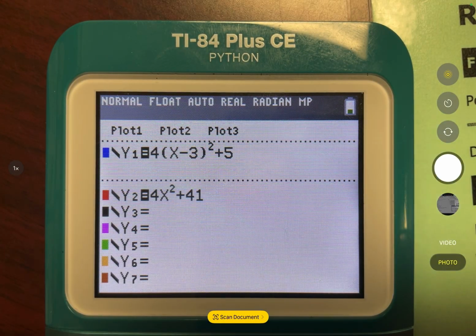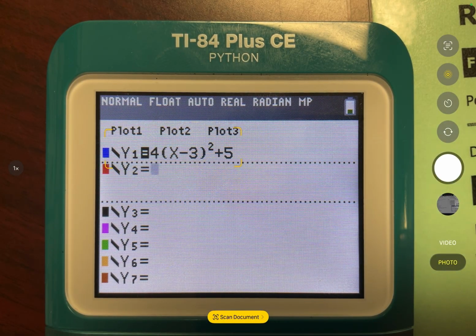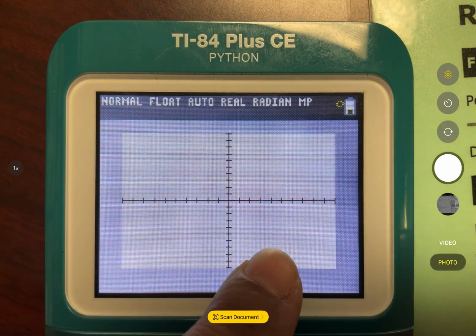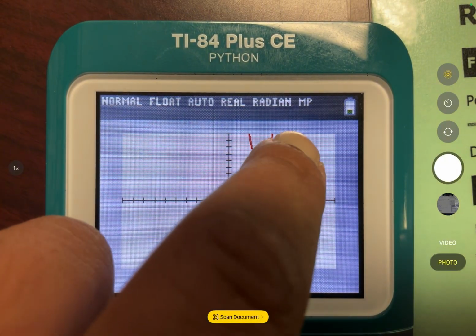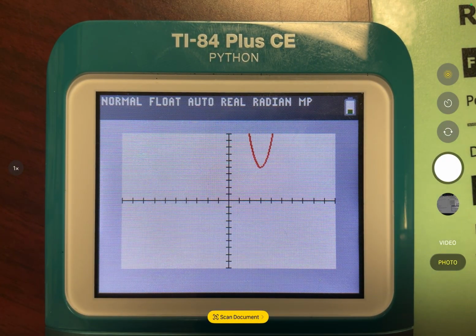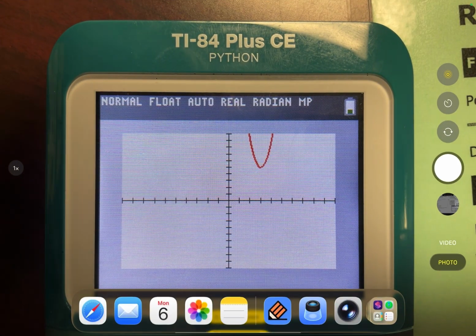Now answer choice C, 4x squared. I hit graph. And you see the blue one and the red one will be exactly on top of the other one. Got it? See that? So that means your answer is C.